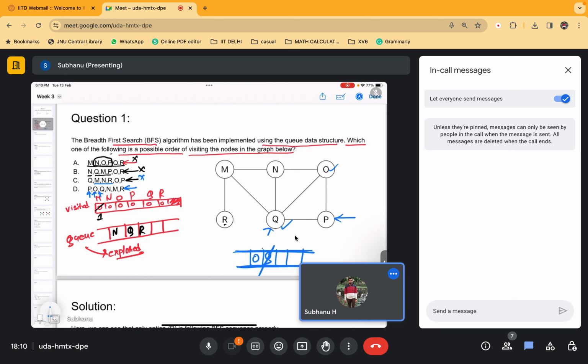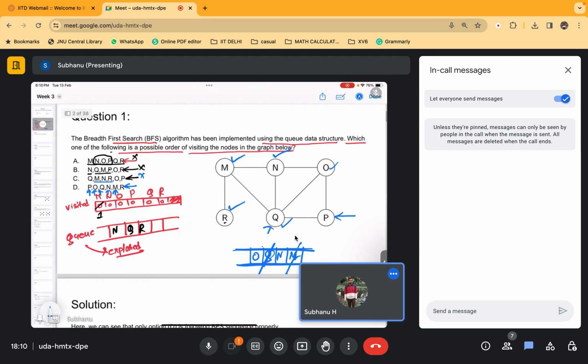Okay, so Q is popped from this queue, and what will come in the queue next? The neighboring nodes of Q which are not visited yet, that is N and M. So N will come here and M will come here. If we pop M and try to find the neighbor of M, we found R. So R is also visited.